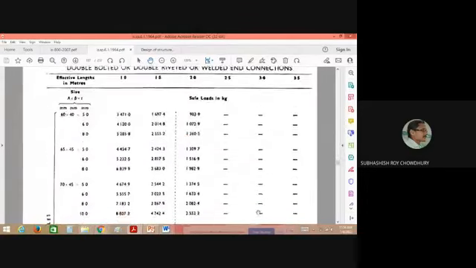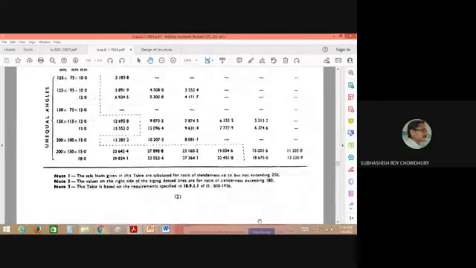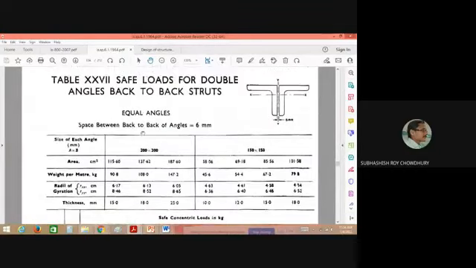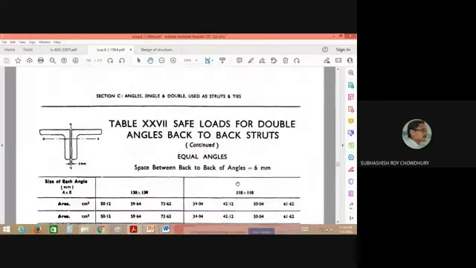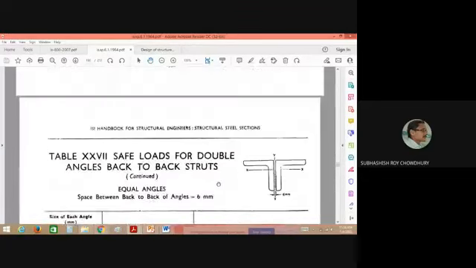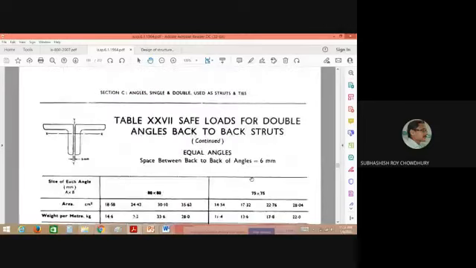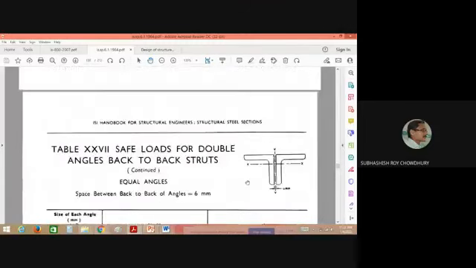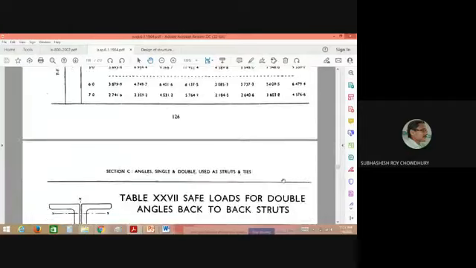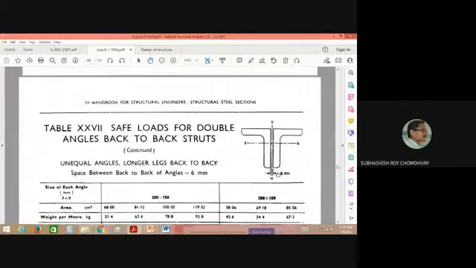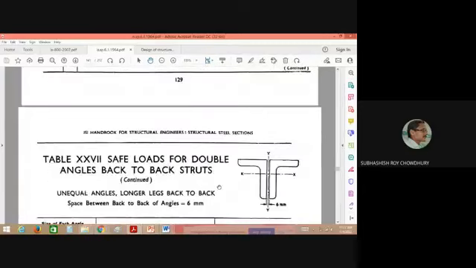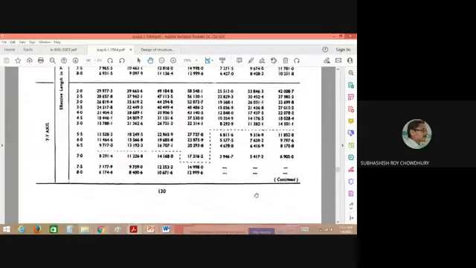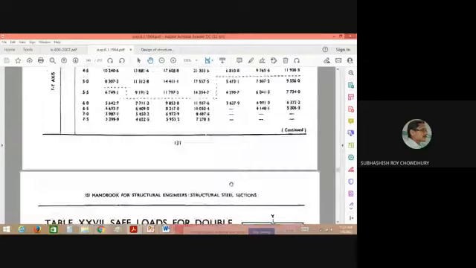Then let me show you this safe load, etc., that we will not consider because we will follow the limit state method of design. So safe load calculated based on the working stress method of design, etc., will not be useful to us. So we will design it according to the limit state method of design, and corresponding to that, what will be the load carrying capacity, that we will discuss. Okay, so let me show you.